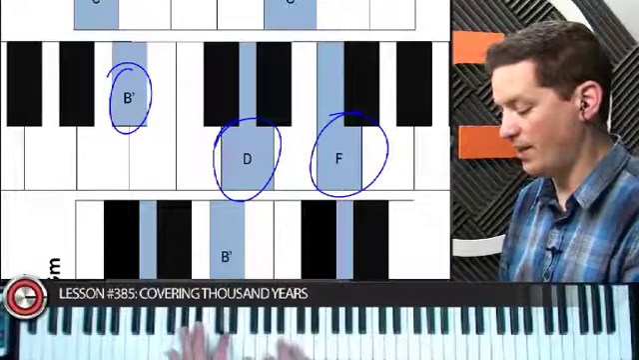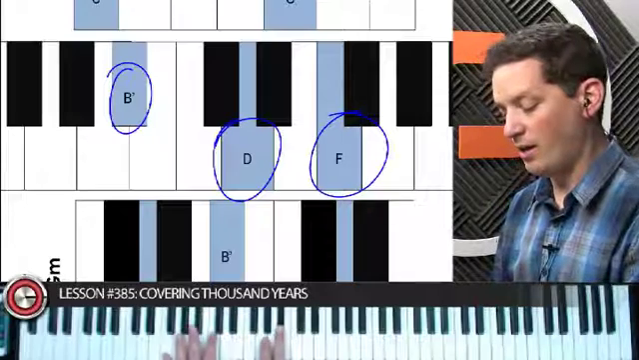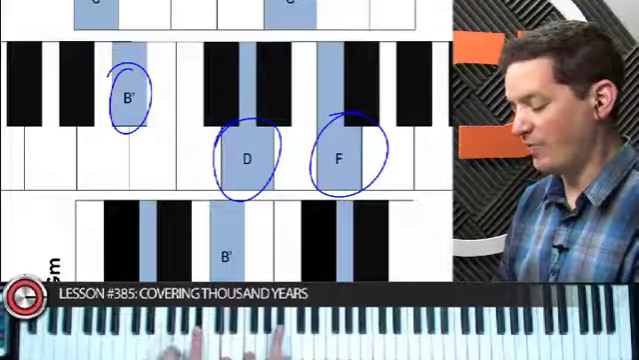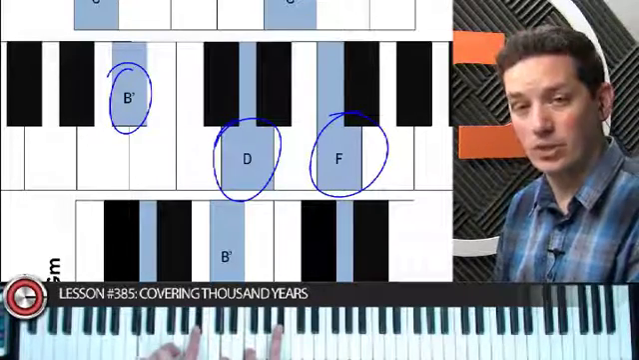B flat, D, and F. But I also have those notes in there, right there. There we go. So B flat, D, and F. B flat, D. So duplicating some of it, but you can see the D is the lowest note there.